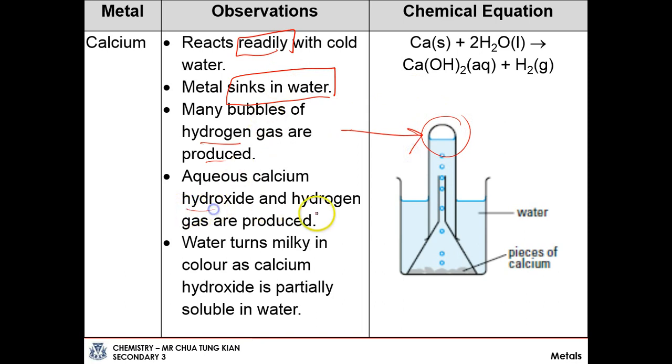We get the hydroxide and we have hydrogen gas, and after some time you notice the water turning milky because of calcium hydroxide. If you recall, this is lime water. Ca(OH)2, calcium hydroxide, is actually not very soluble in water, so you only dissolve a little bit of calcium hydroxide into water to give you lime water. Any more and you will have a milky whitish color solution.